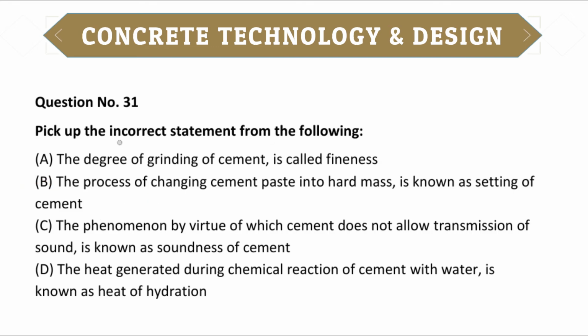So next question, pick up the incorrect statement from the following. Option A, the degree of grinding of cement is called fineness. Option B, the process of changing cement paste into hard mass is known as the setting of cement. Option C, the phenomenon by virtue of which cement does not allow the transmission of sound is known as soundness of cement. Option D, the heat generated during chemical reaction of the cement with water is known as the heat of hydration. So the correct answer is option C, the phenomenon by virtue of which cement does not allow the transmission of sound is known as soundness of cement.